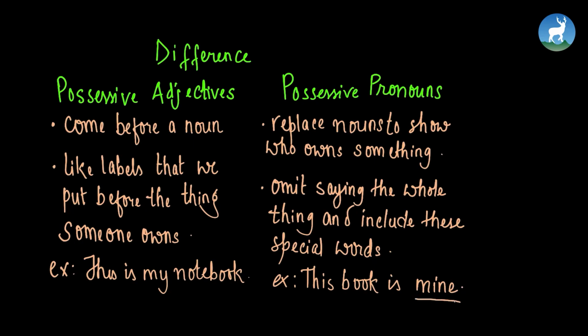using the possessive pronoun mine. So, the simple thing that you can understand to find out the difference between possessive adjectives and possessive pronouns is that possessive adjectives are like labels before the thing someone owns. They are like the labels that we put before the thing someone owns. And possessive pronouns are like shortcuts that replace the whole thing. They are like the shortcuts. Will you be able to remember the differences? Okay, let's move to the next part now.